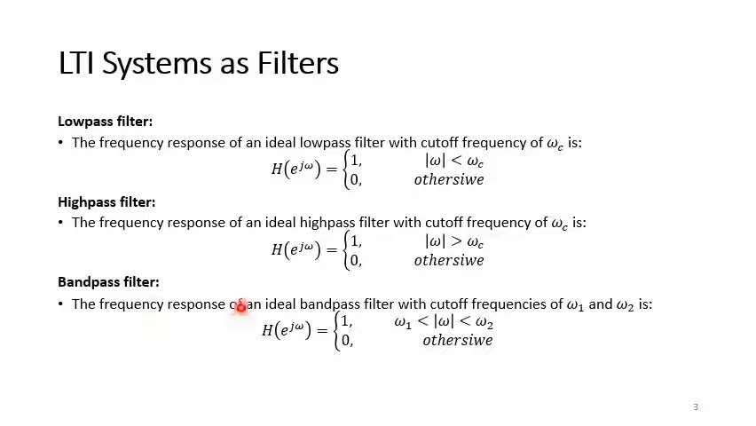Similarly, a band pass filter will pass the frequencies in a specific band. The filter will have response equal to 1 when the input frequency is greater than omega 1 and less than omega 2. Omega 1 is the lower cutoff frequency, whereas omega 2 is the upper cutoff frequency. Those frequencies that are higher than omega 2, or less than omega 1, will be filtered out.